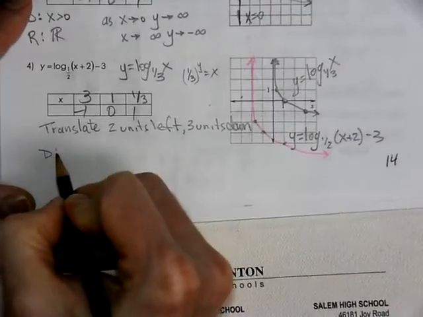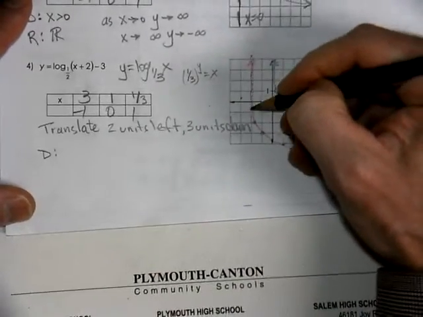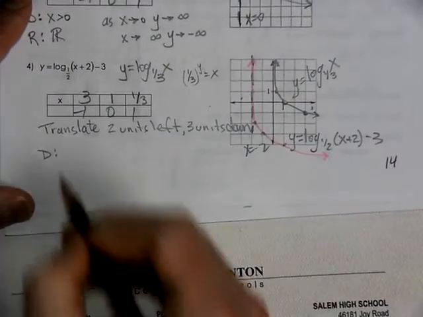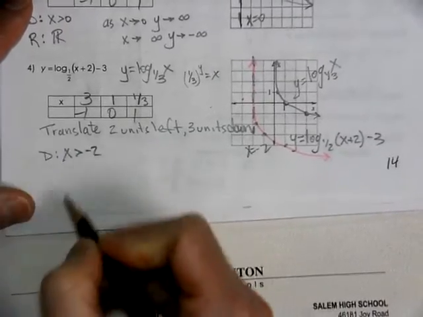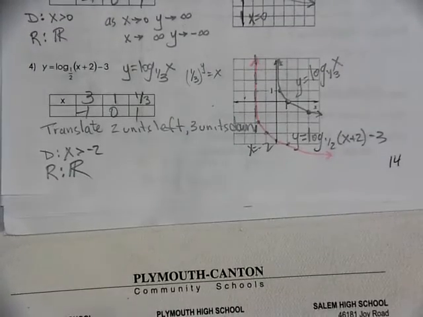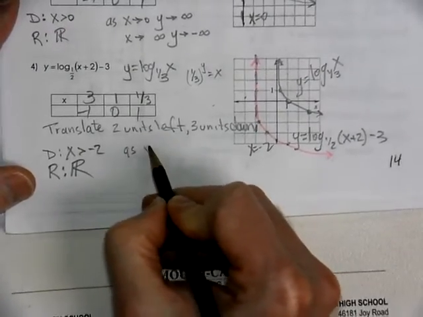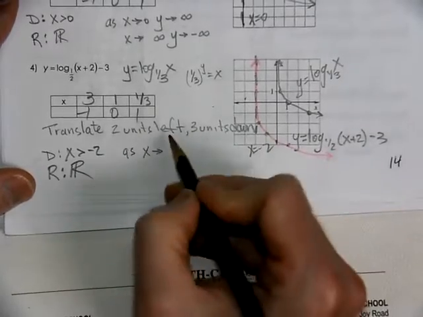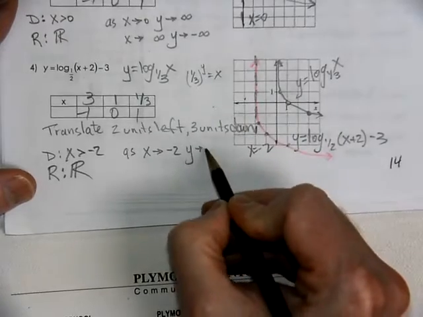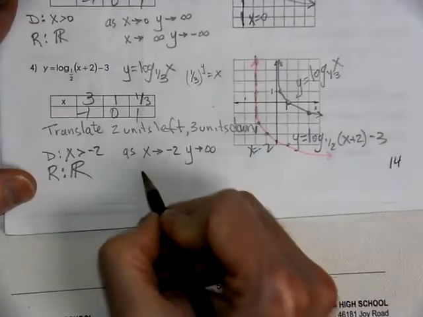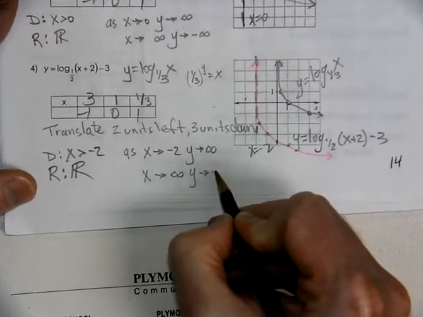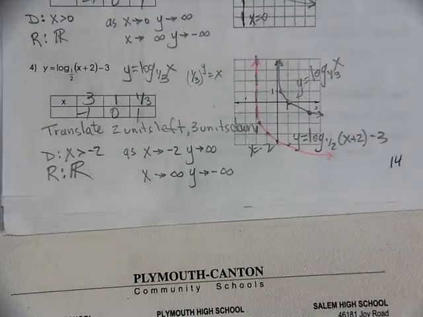The domain is going to be from your asymptote, which is x equals your h value, which is -2. So x is greater than -2. And the range is always all real numbers. And the end behavior, we can only approach the asymptote, so we're approaching -2. The graph in this case is going upwards to positive infinity. And as we move to the right, the graph is slowly but surely going down.